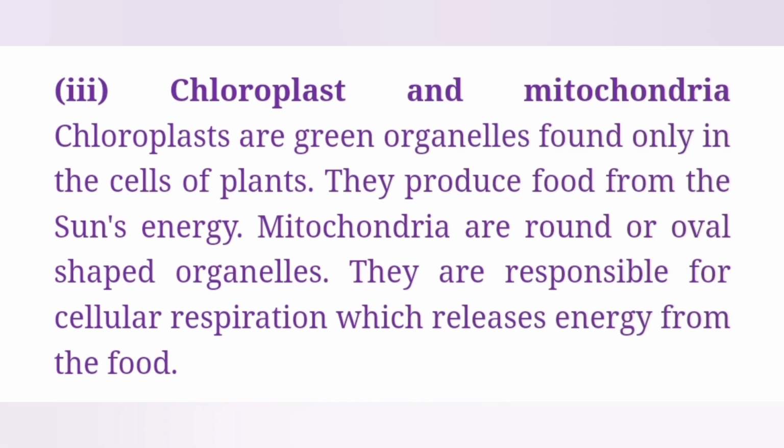Third point, chloroplast and mitochondria. Chloroplasts are green organelles found only in plant cells. They produce food from the sun's energy. Mitochondria are round or oval shaped organelles. They are responsible for cellular respiration, which releases energy from the food.